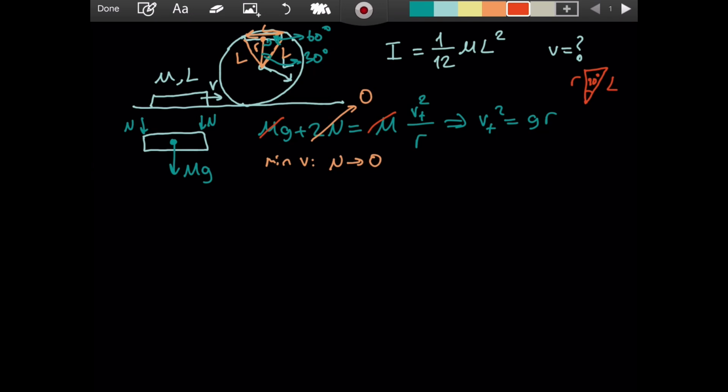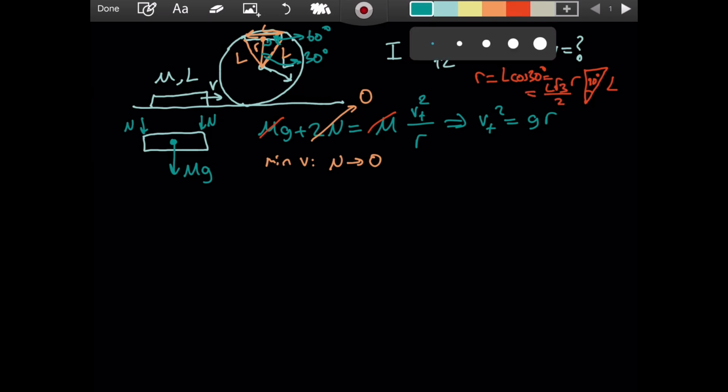So, I see that R is equal to L cosine of 30, which you can recall means L square root of 3 over 2. So I am substituting that for R. G, L, the square root of 3 over 2. Cool. Now, as we said at the beginning of the video, we want to consider the energy.